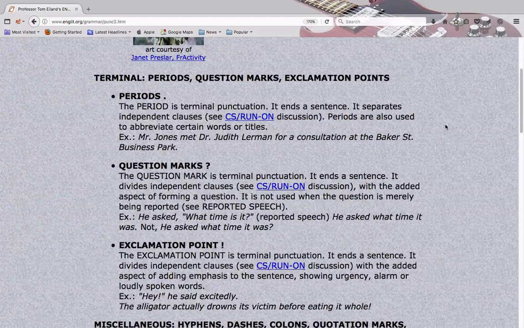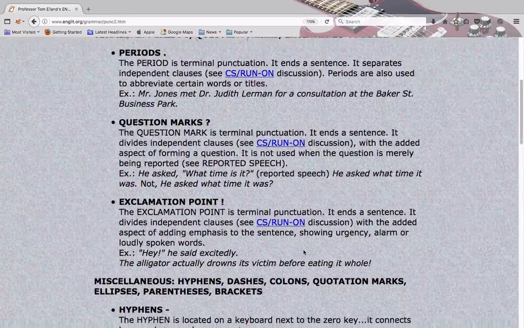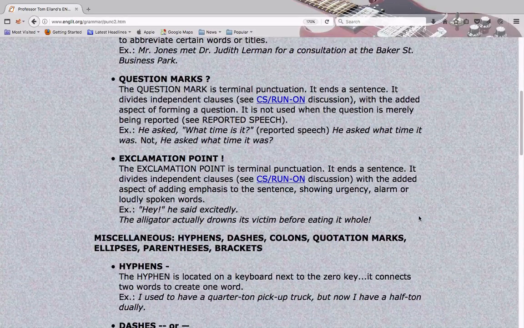You'd only use a question mark if you're actually giving the exact words of what the character said. And since I don't want you to ask questions in your papers yourself, the only time you would do that is when you're doing a direct quote, such as he asked, what time is it, and then you'd have a question mark. But if the sentence was he asked what time it was, there would be a period there, not a question mark.